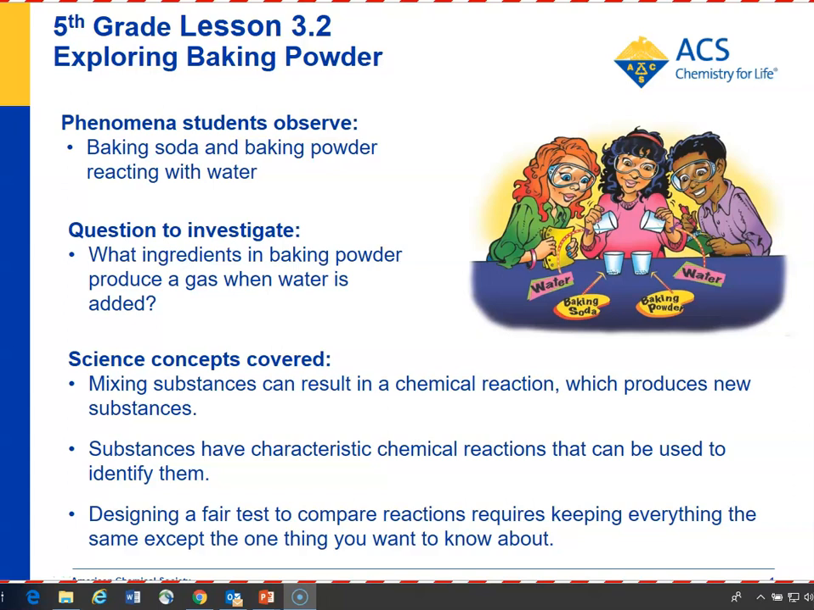In Lesson 3.2, students follow up on what they did in Lesson 3.1, where they put vinegar in baking soda and baking powder. Now they try water in baking soda and baking powder. And they realize that only the baking powder bubbles. The baking soda doesn't bubble at all. And the question is, what's going on here? What's making the baking powder bubble?